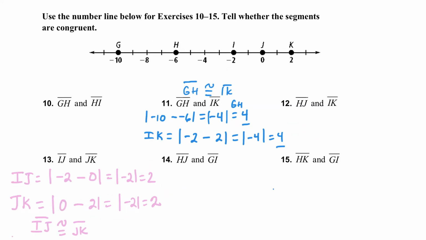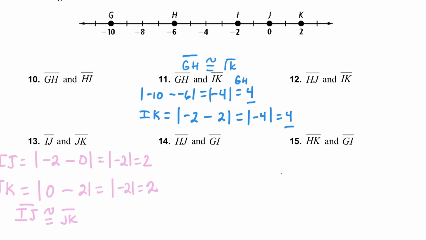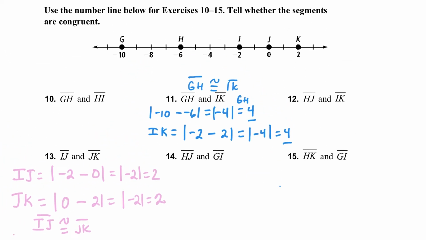We're going to check whether the distance from H to K is the same as the distance from G to I, because if it's the same distance, then we know that they will be congruent. So we have H, which is -6, and K, which is 2. -6 minus 2 gives you -8, and you find the distance, so that's 8.